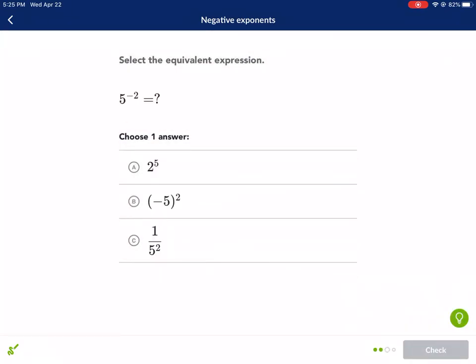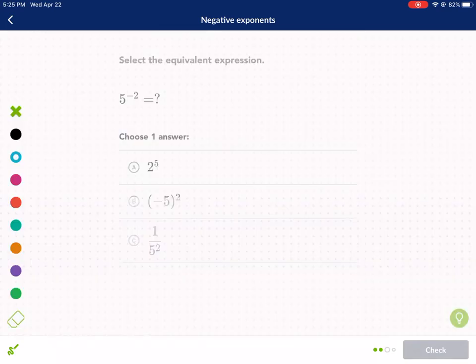Okay, now we have 5 to the negative second. Again, the way I like thinking of it is anytime you have a negative exponent, you're going to move it into the denominator of a fraction under 1. Okay, so just think automatically you're going to put it into the denominator.